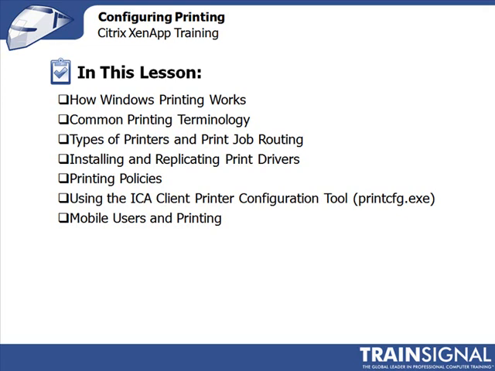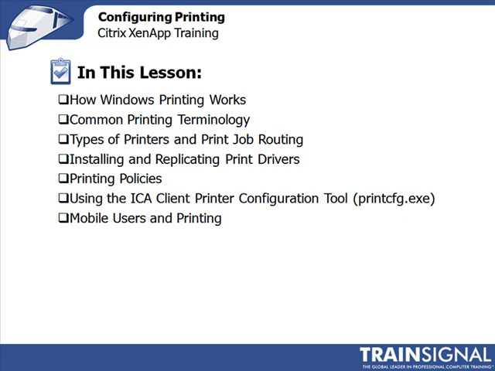Then we're going to talk about printing policies. What can you configure within the Citrix policies as it relates to printers? If you remember, we skipped over that section within the policies. We're going to talk about how you can use the ICA client printer configuration tool, how you can publish that to your users and give them a little more control over how they can configure certain aspects of printers within the session. So if they don't see the printer they need, maybe they can use the ICA client printer configuration tool and configure a printer or configure certain aspects of the printer.